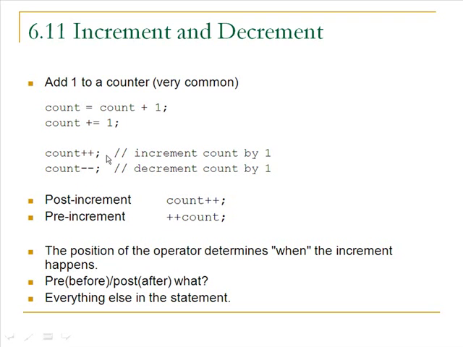These increment and decrement operators come in 2 flavors. It depends on where the operator is. If the operator is after the variable, this is called a post-increment operator. And if it comes before the variable, it's called a pre-increment operator. And the position of the operator impacts when the increment will happen. So the post-increment will happen after something, and the pre-increment will happen before something. Well, before and after what?